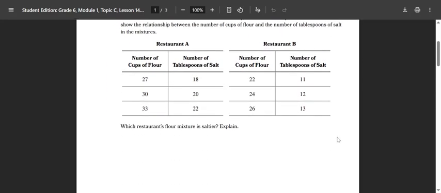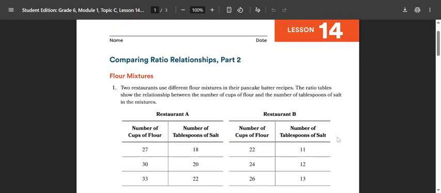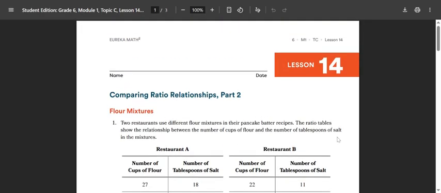Open up your workbooks to page 195. Today we're doing lesson 14, which is just a part 2 to lesson 13 that we did yesterday.